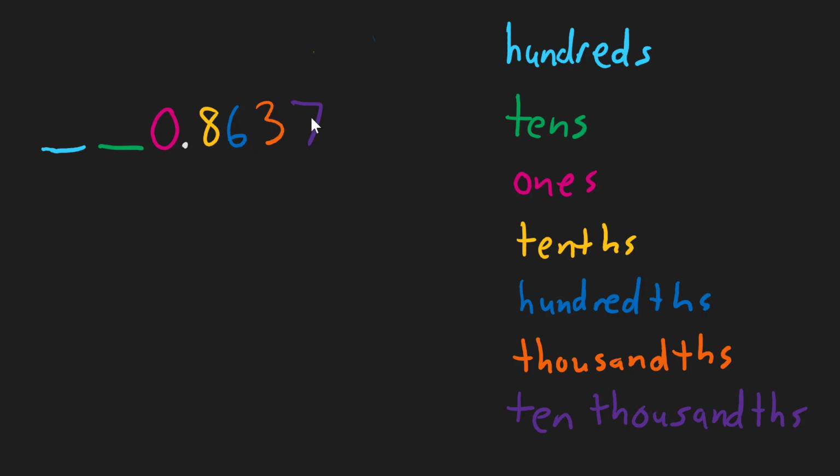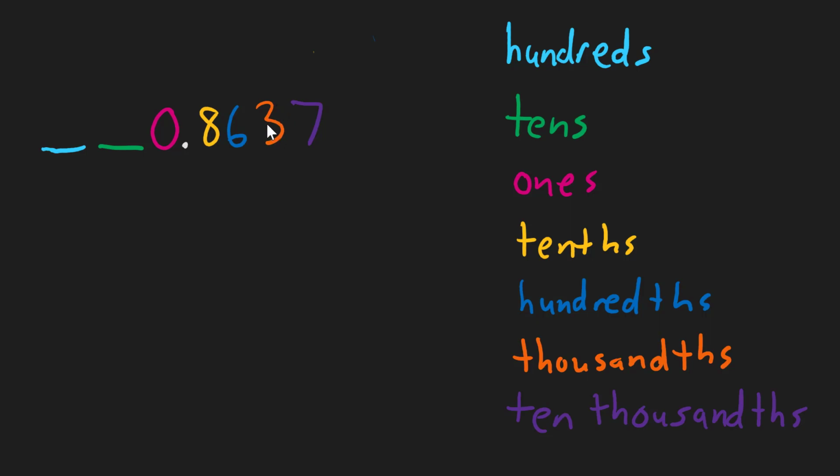We're going to get rid of this 3 and this 7, but it's not as simple as truncating the 3 and the 7 away. We must figure out if we need to round down to 0.86 or if we need to round up to 0.87. And it all depends on the value of the number that comes after what you're rounding to. So we're rounding to the hundredths place, and so we look to the thousandths place to see what this value is.